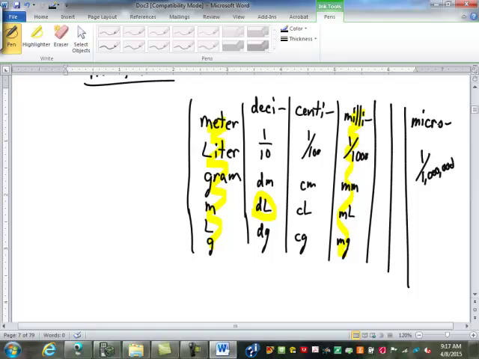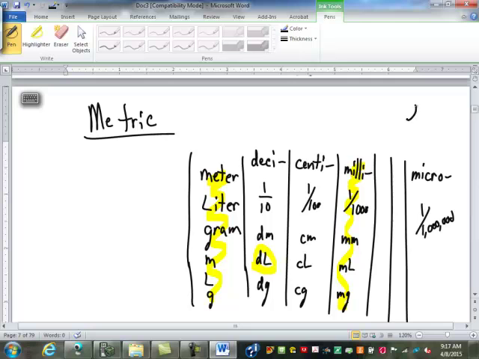The symbol for micro is the Greek letter mu. It looks like a U with a long tail, or a P that never closes on top, or however you want to look at it. It's the Greek letter mu.